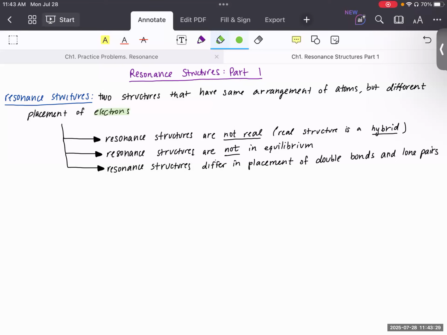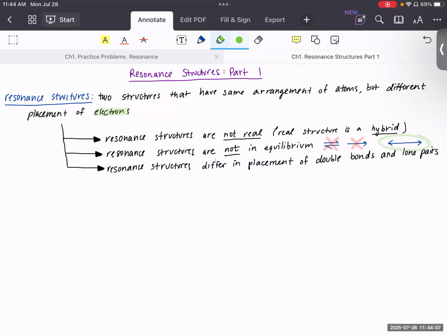And those resonance structures can provide information on the reactivity of parts of the molecule, which will be important for us in a couple weeks. Another thing is that resonance structures are not in equilibrium. And so we don't use equilibrium arrows or one-directional arrows to represent those resonance structures. Instead, we use a double-sided arrow, which will look something like this. I'll circle it in green here so you can see it.